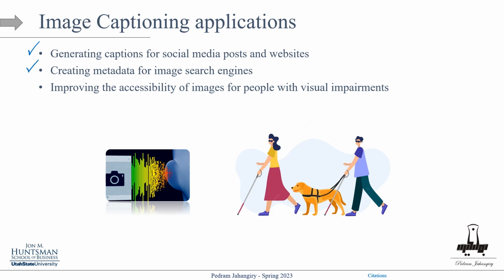We can create metadata for image search engines, and we can also improve the accessibility of images for people with visual impairments. So again, the application is huge. For example, blind people can simply wear a gadget, and that gadget can help them find their way better. They can run more safely, they can walk better, and things like that. This is what makes this field very exciting and interesting to me, because it can help so many people out there.